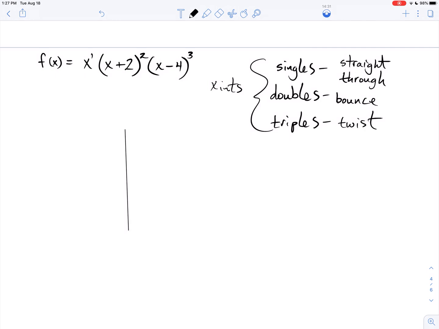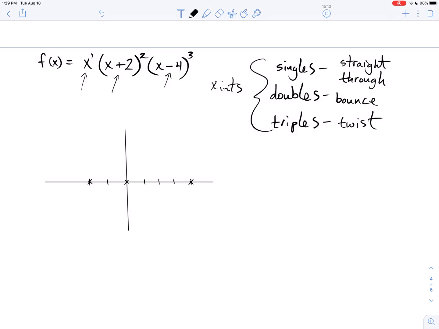When you guys draw graphs for me, they are rough sketches. They will not match up with your graphing calculator exactly at all yet. But then again, you don't have to own a graphing calculator yet. I'm giving you the first week to get there. But where does it cross the x-axis for this guy? It crosses at the origin. It's going to go straight through that location. Where does it cross the x-axis for this guy? At -2. It's going to bounce at that location. This guy, it's going to twist its way through right there at the 4.